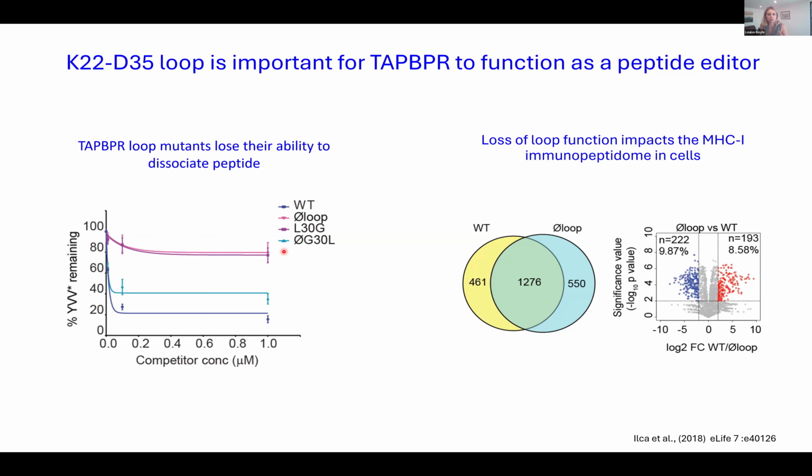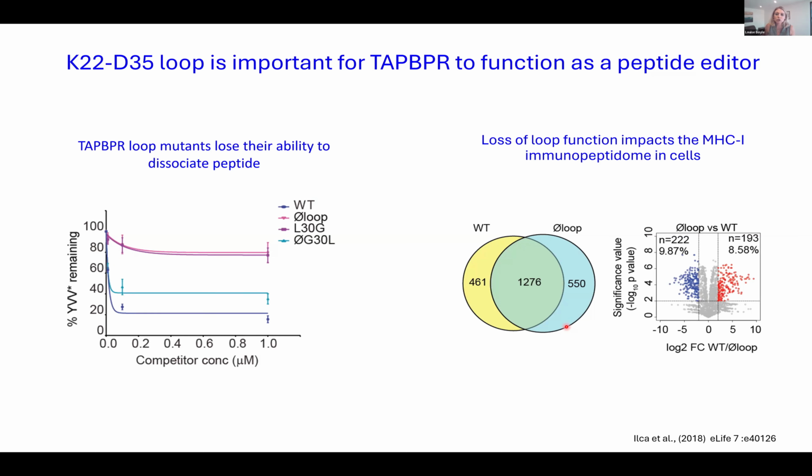And very interestingly, when we mutated that one residue in the loop, at leucine 30, so we mutated leucine 30 to glycine, again, TAPBPR lost its ability to perform peptide dissociation from the MHC class 1, suggesting that this leucine residue in particular was important in dissociating peptides. And then when we reconstituted the leucine residue back into the dead loop, again, we gained functionality of the TAPBPR dissociating peptides from class 1. Again, pinpointing that this leucine residue played a very important role in this process.